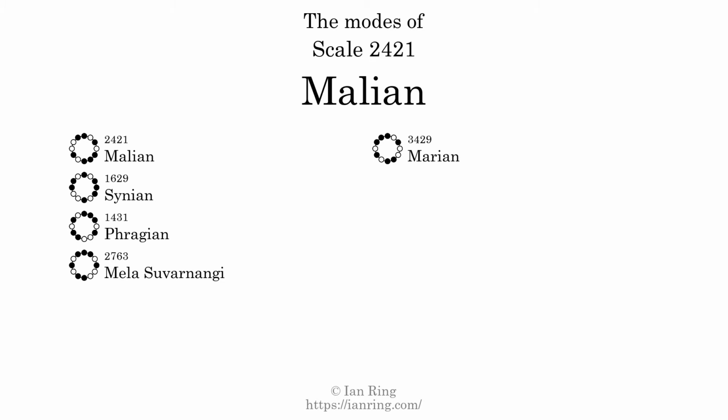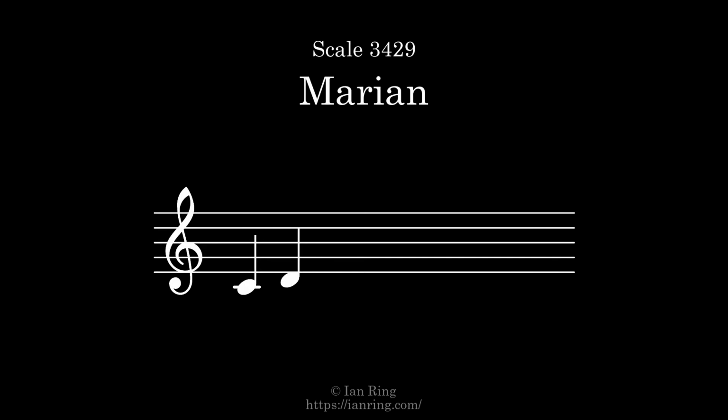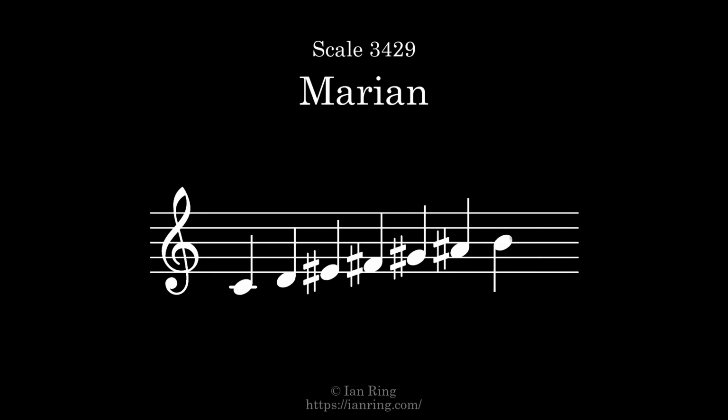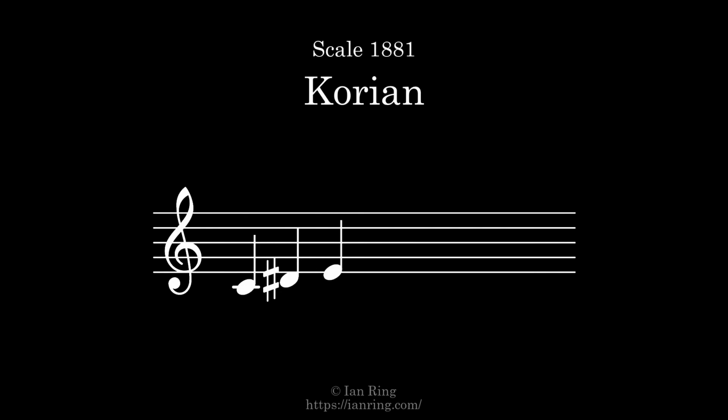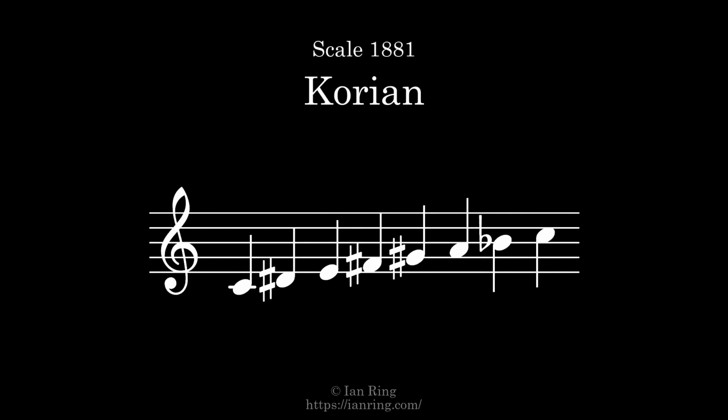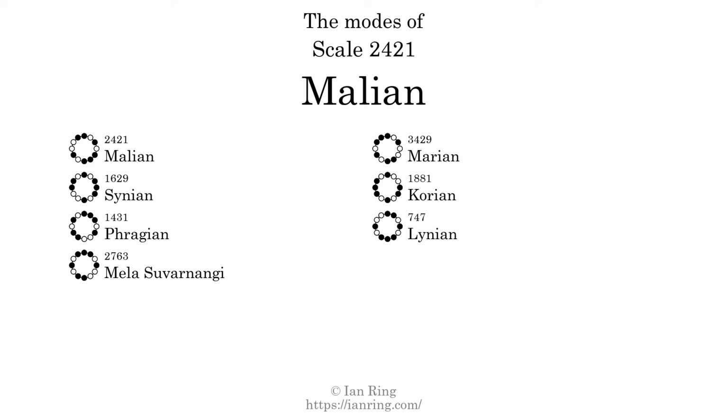The fifth mode is scale 3429, also known as Malian. It sounds like this. The sixth mode is scale 1881, also known as Korean. It sounds like this. The seventh and last mode is scale 747, also known as Linyan. It sounds like this.